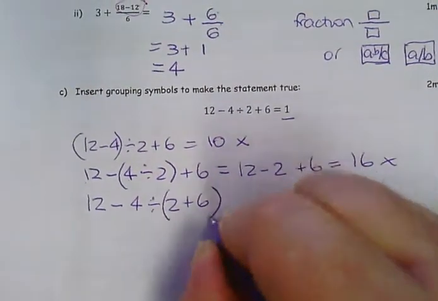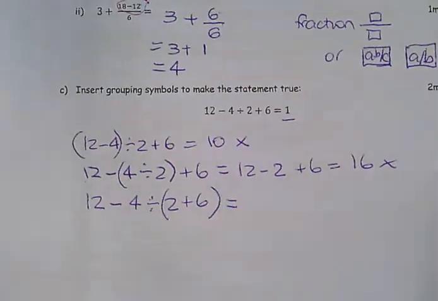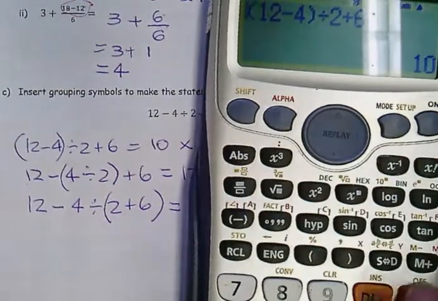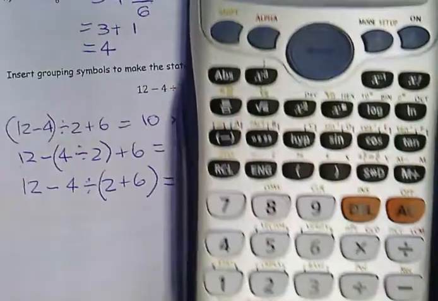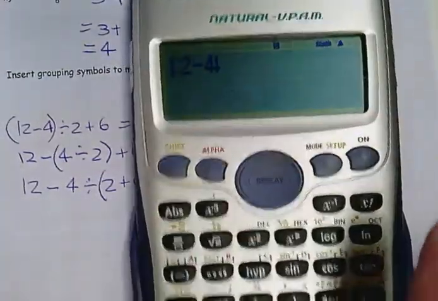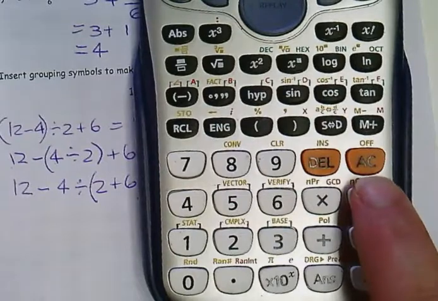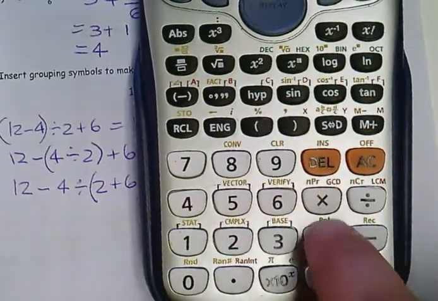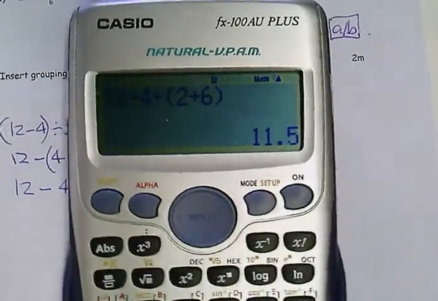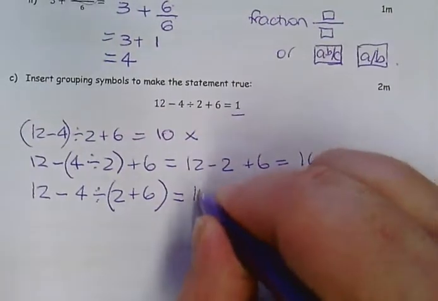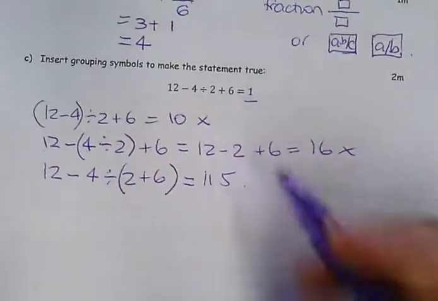We can try the bracket at the end. Let's just do this one on the calc. So we've got, let's try that one. 12 take away 4, sorry. So I've got 12 take away 4. Now I'm pressing divided by bracket 2 plus 6, close bracket, and I get 11.5. That's obviously not the right answer. Okay, so these aren't working, one set of brackets.